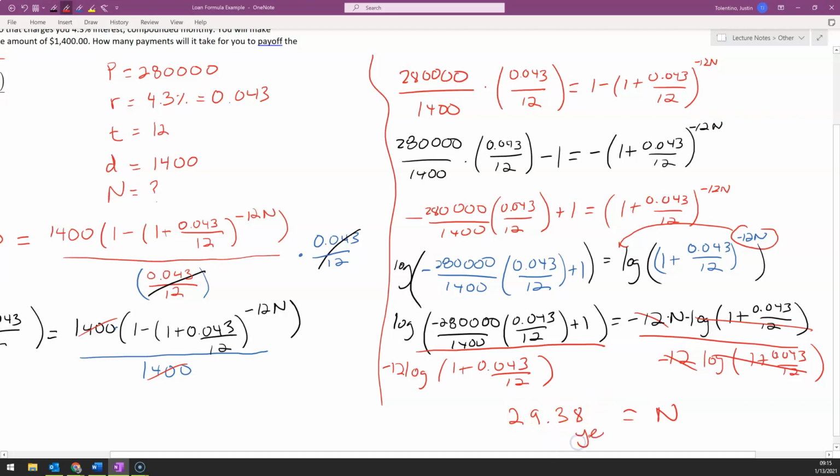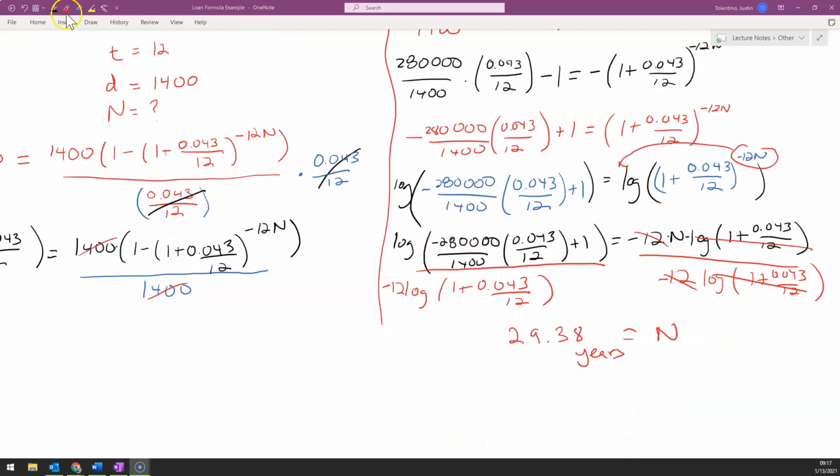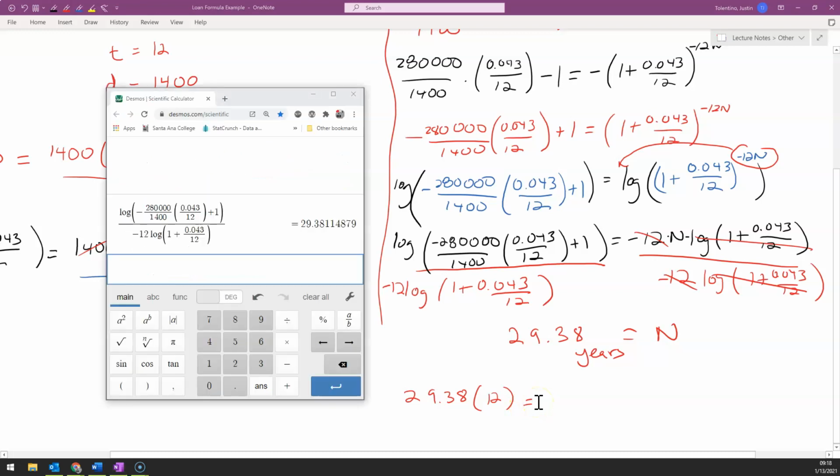And this is the number of years. So now, to answer the question of how many payments is this, well, we know there's 12 payments in a year, so let's just take the 29.38 and multiply it by 12 to figure out the number of payments. And when we do that, I get 352.57 payments.